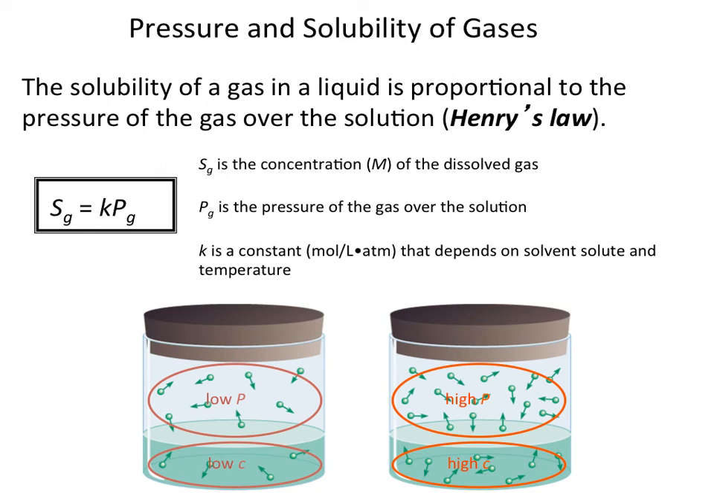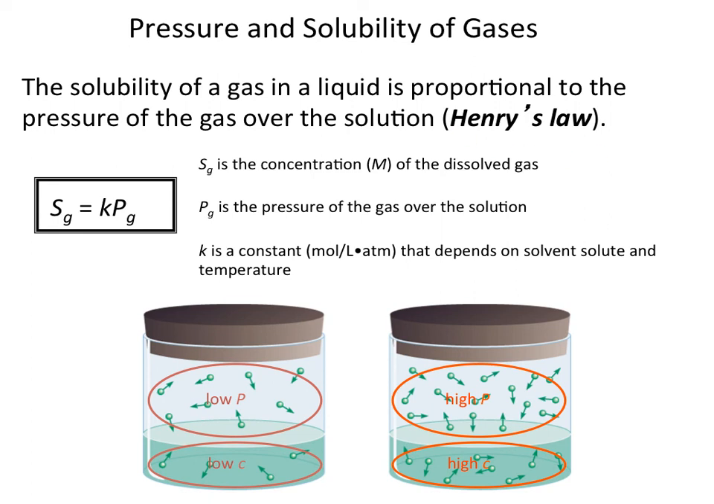S sub G represents the concentration in molarity of the dissolved gas. K is a constant, and it's going to depend on the solvent, solute, and temperature. So that's something that I'll typically give you. And P sub G is the pressure of the gas over the solution. Basically, what this equation says is that concentration is going to be directly proportional to that pressure. So if I increase the pressure, the concentration of the solution is going to increase.